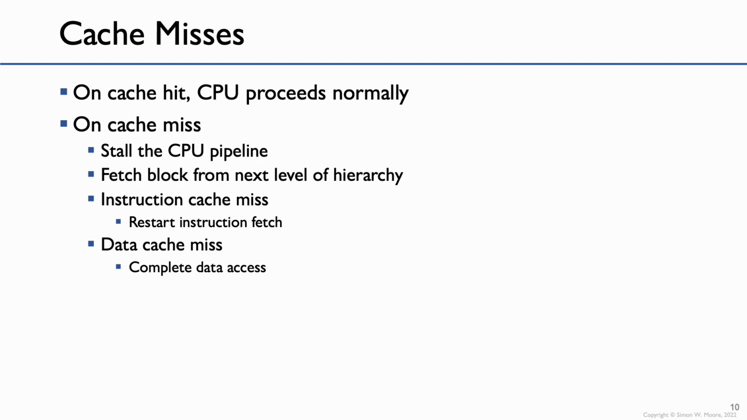So on a cache miss, what do we do? Well, obviously on a cache hit, the CPU proceeds as normal. If it hits in the first level cache, great, you've got the data, not a problem. If it misses in the cache, then we have to stall the processor pipeline. We have to fetch the cache line block from the next level of the hierarchy, and if it's an instruction cache miss, then we typically have to restart the fetch process. And if it's a data cache miss, we have to complete the data access.